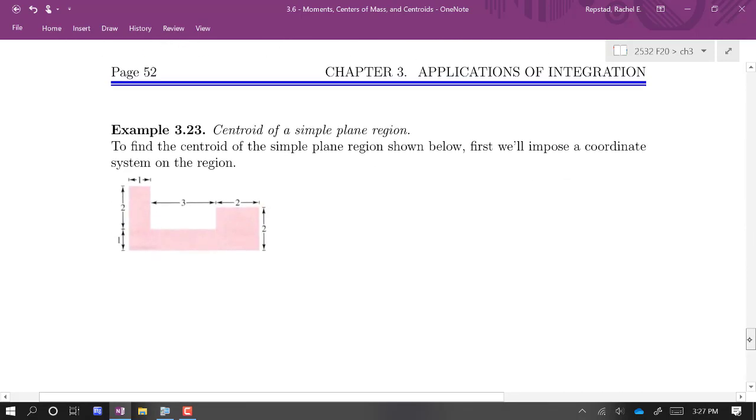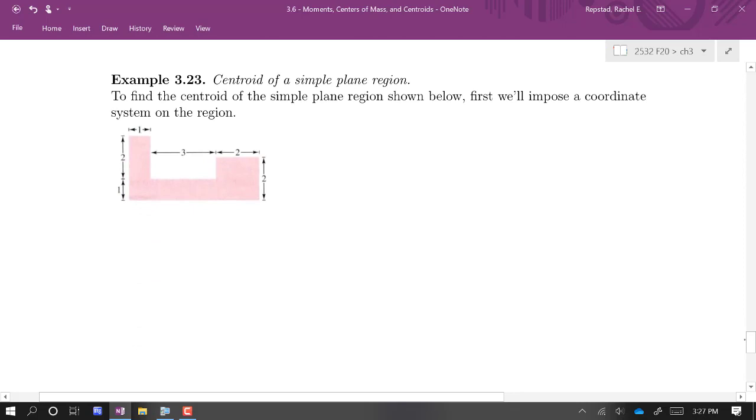Now, sometimes you might see a problem like this where they want you to find the centroid of some kind of simple region, and by simple I mean simple geometric figures. Here we have one that's composed of different rectangles. But they're different regions, right? It's not just a smooth continuous function.